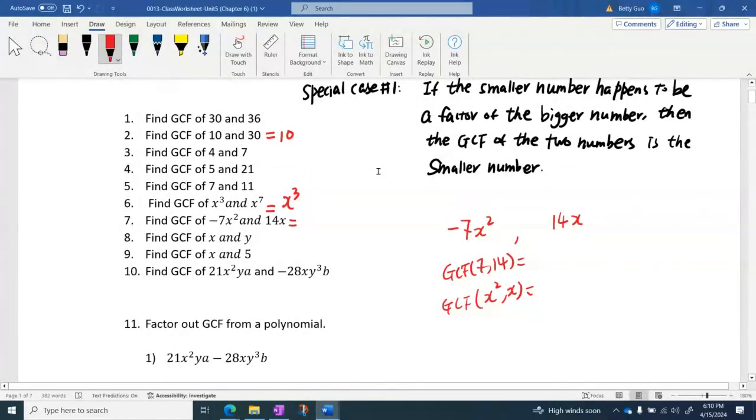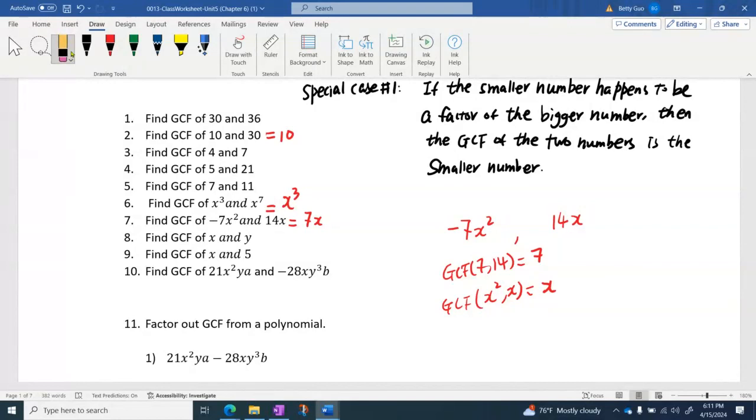So far, it's been 10 minutes. We are still talking about special case number 1. 7 and 14, GCF is 7. X and x squared, GCF is x, because x has a lower degree. X is a factor of x squared. So combine the two, the GCF of negative 7x squared and 14x is going to be 7x. All right, so that's the first special case.